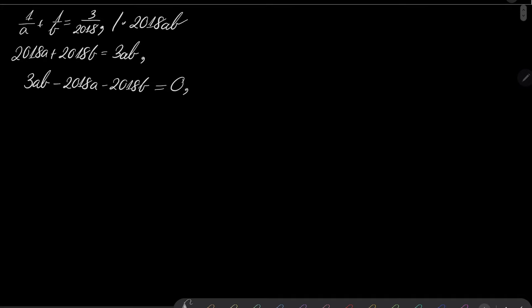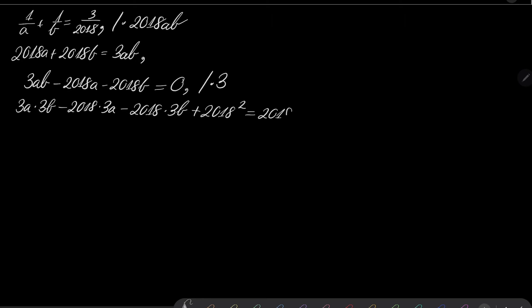And now let's multiply this equation by 3. Why? Because now we can write it as 3a times 3b minus 2018 times 3a minus 2018 times 3b. And now I wish to do some factorization, so I will introduce a bit artificially 2018 squared. Because now, if you look closely, the left hand side can be factorized in the following manner: (3a minus 2018)(3b minus 2018) equals 2018 squared.